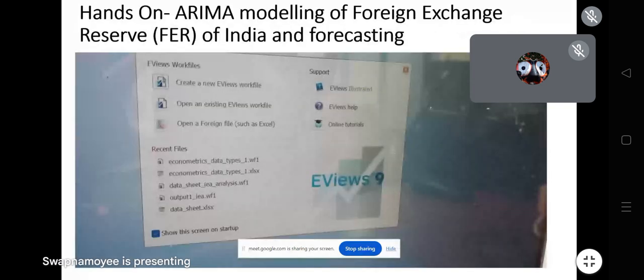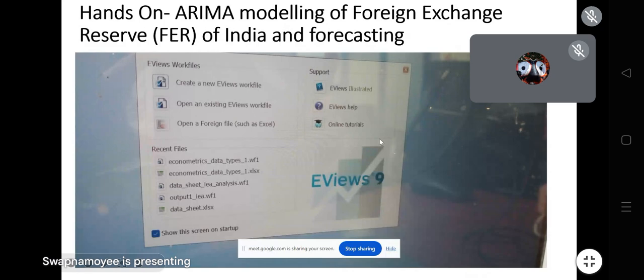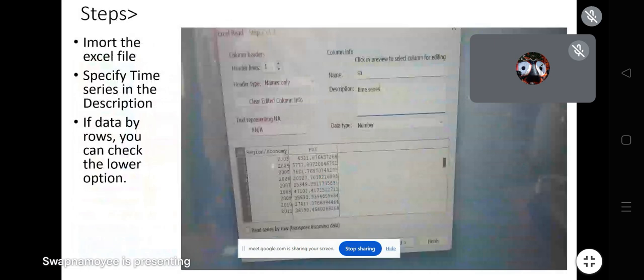Now let us go to the hands-on session instead of wasting your time. Let us see how it is being done so that you can practice this yourself. Here I have taken the foreign exchange reserve data of India, and we'll be using it to forecast in EViews. When you open EViews, you will see this first screen come. You just close it.